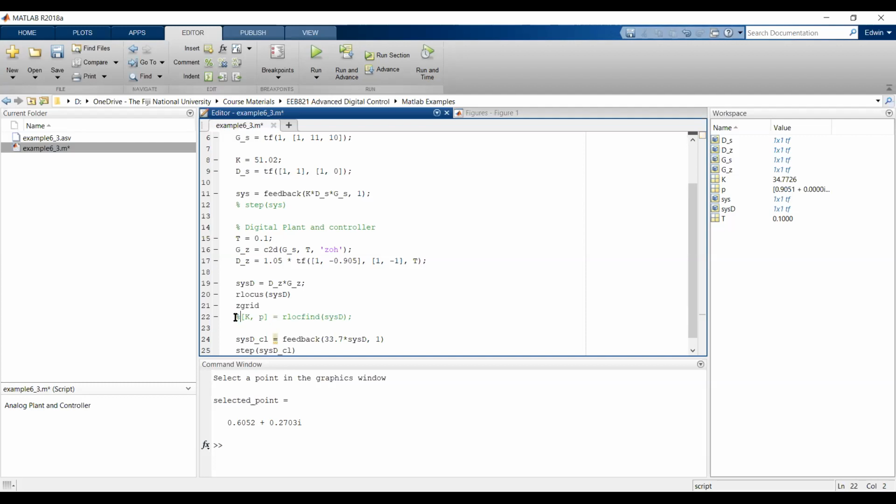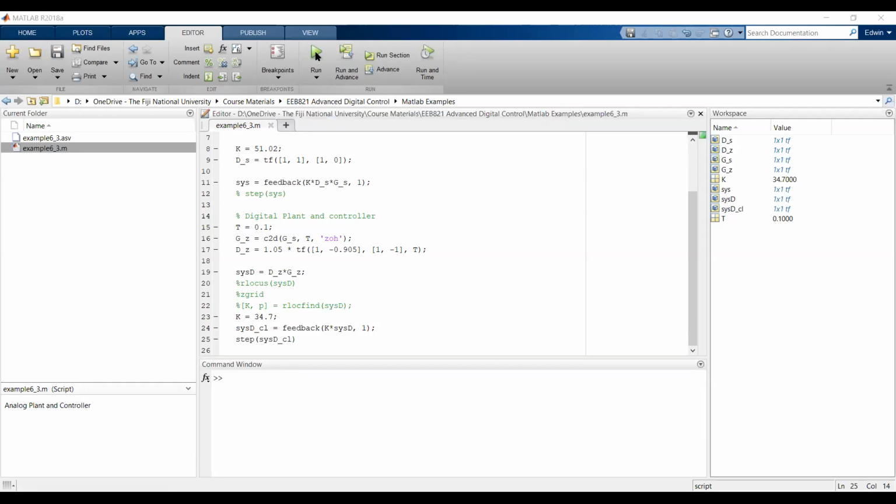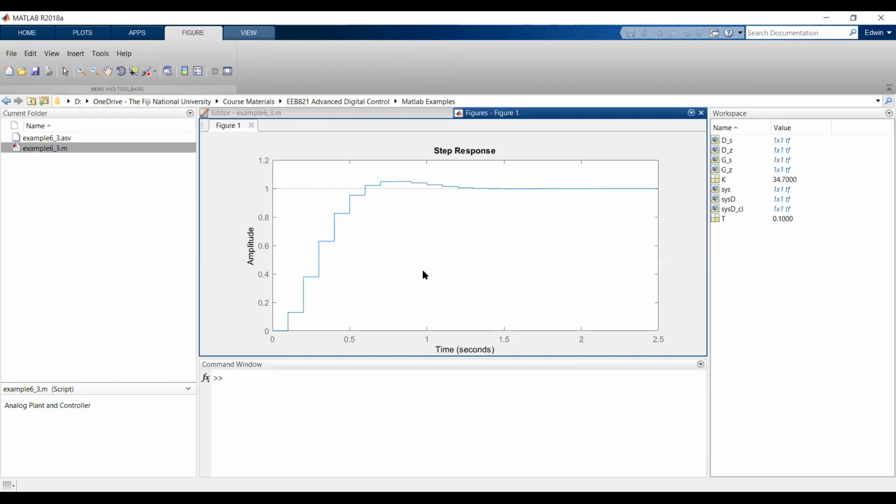Let me comment out all this. If I select k as 34.7, previously I think I got k as 33.7, but that's okay. If I select k as 34.7 and create a closed loop transfer function using the feedback function, and then try to do a step plot of that, okay, now I got the step response, which looks like this. This is a step response for a digital controller and a digital plant.